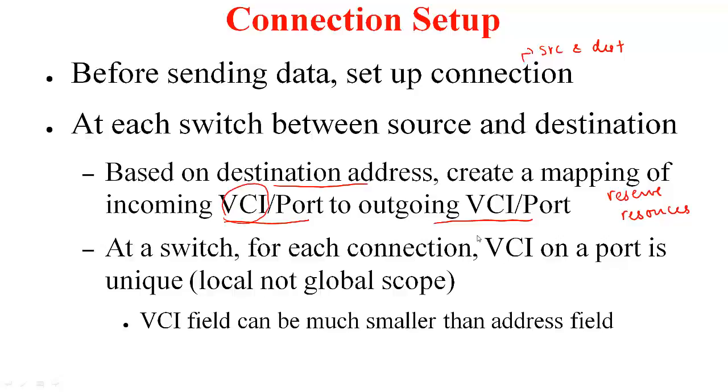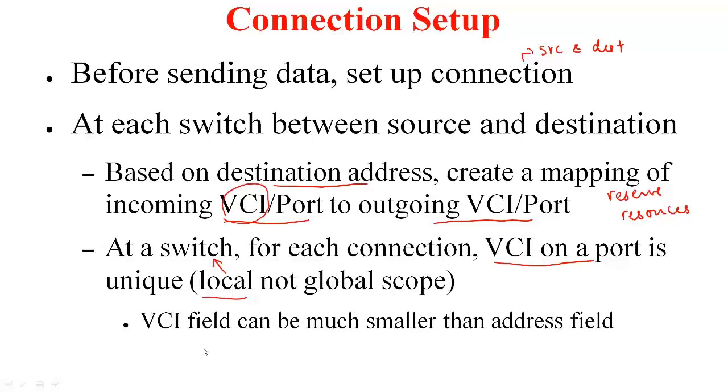A point to note here is that at a switch, for a given connection, the VCI on a port has to be unique. This uniqueness is local in scope. In other words, this should be unique only at the switch. The same VCI could potentially be used at some other switch. Note that the same cannot be said about addresses used in datagram switching. The addresses have to be unique to ensure that the forwarding path takes the right path. Whereas here, the VCIs that you are using need not be unique across switches, but they need to be unique on a given port at a particular switch. Again, this will become clear through an example.